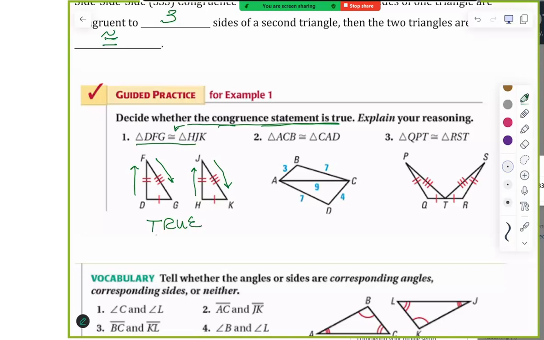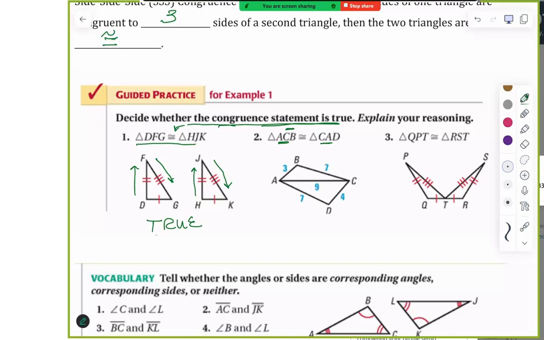Okay, let's go to the next one. So ACB, okay, that's the top, has to be congruent to CAD. All right, let's match things up. So AC is 9, and CA is also 9. Okay, so far that's true. Let's keep going. Okay, let's check CB.